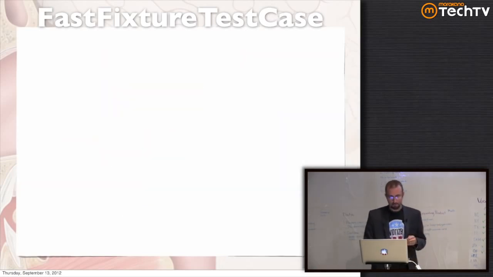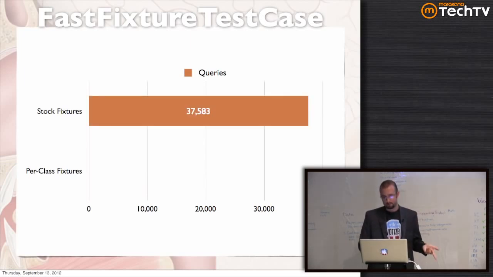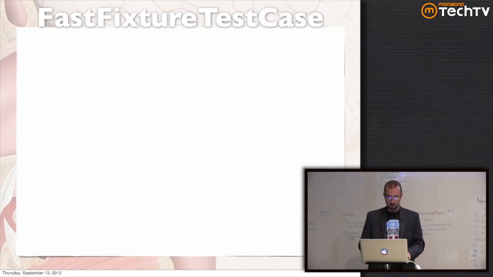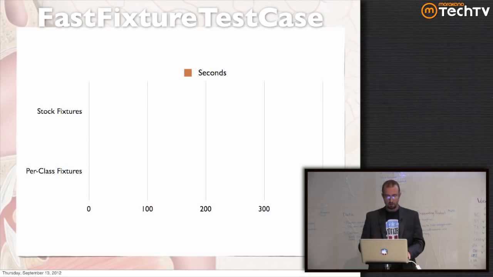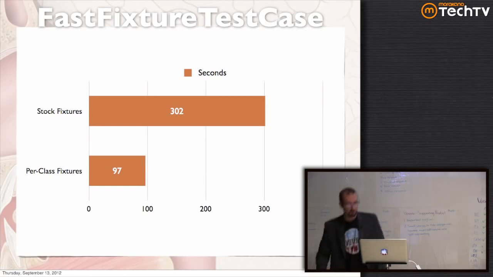So let's see how we did. With the stock Django fixture loading, Sumo fired off 37,583 queries. With the per class fixtures, only 4,100. That's 9 times less database traffic. Or if you look at it in terms of time, the stock fixtures are just over 5 minutes, and the per class fixtures come in at about 1.5 minutes. So you can get these improvements yourself.